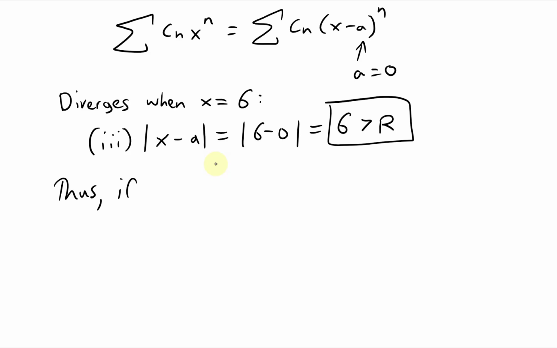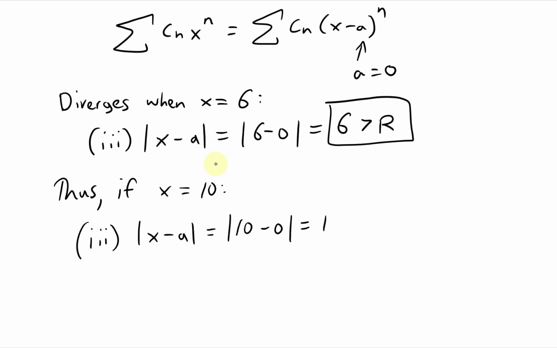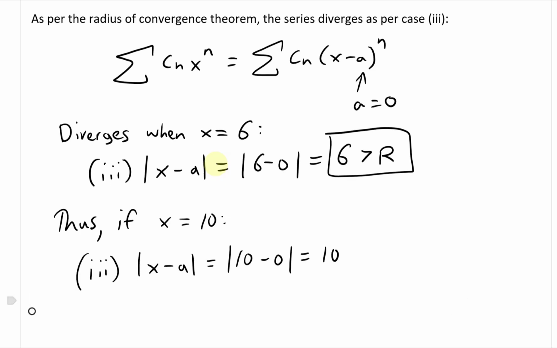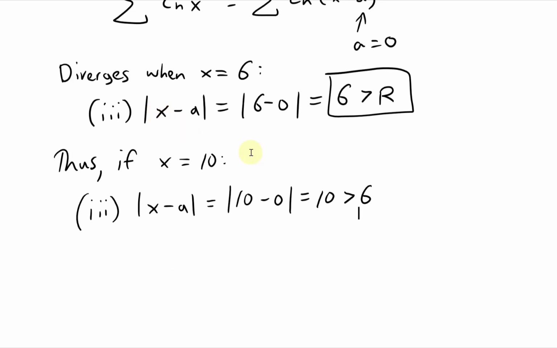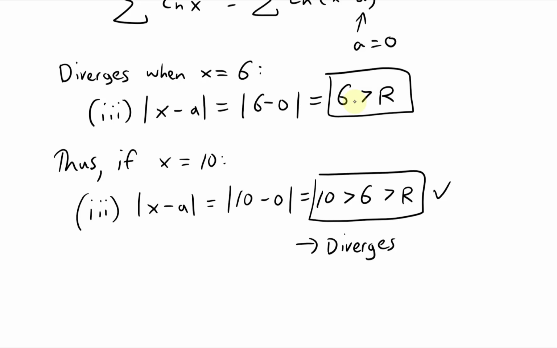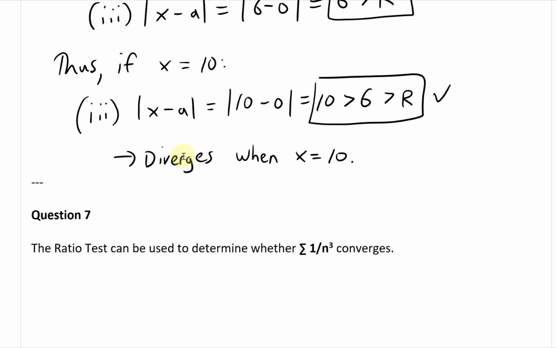Thus, if x equals 10, we have case 3: the absolute value of x minus a is 10 minus 0, which equals 10. This is greater than 6, and 6 is greater than r. So this all matches up, this is all true, and so yes, it diverges when x equals 10.